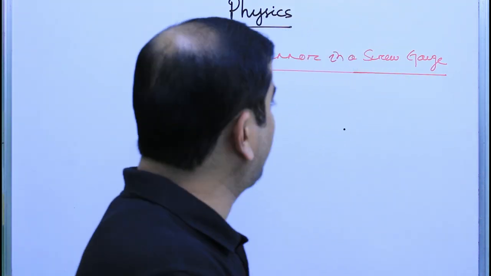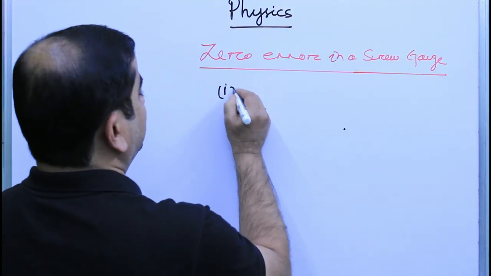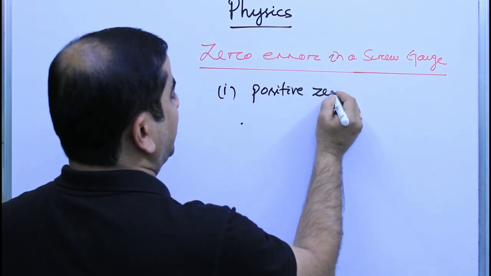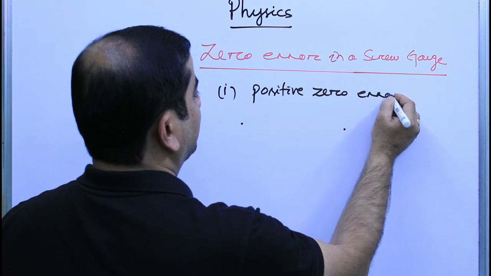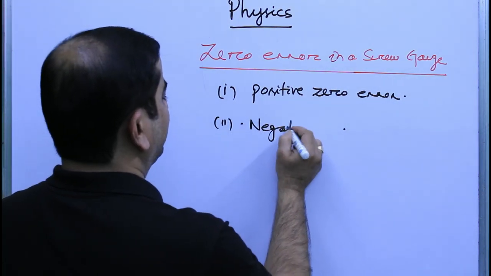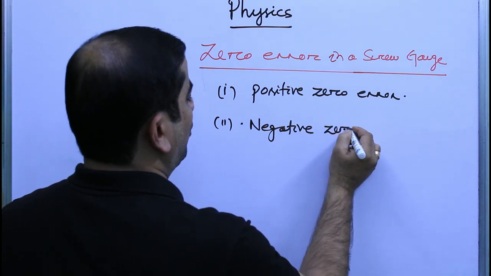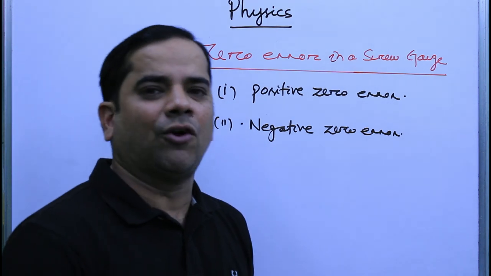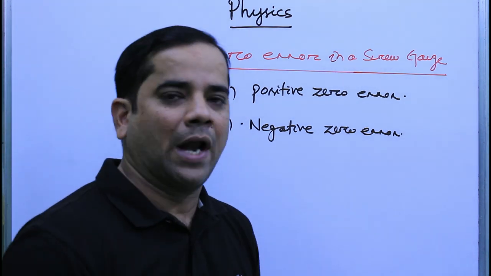So we have two types of zero errors. First is positive zero error, and another one is negative zero error. Okay, so let us now discuss these zero errors one by one.